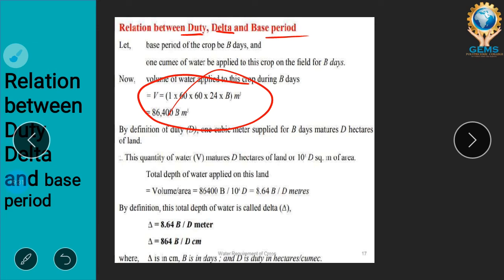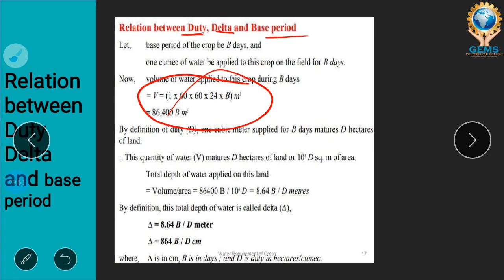वॉल्यूम हमने कैसे फाइंड किया, सिंपल, एक दिन में कितना घंटे होते हैं, 24 घंटे, 1 घंटा कितना मिनट का होता है, कितना सेकंड का होता है, मल्टीप्लाई करा बी से, तो हमारा जो वैल्यू है 86,400 B अपॉन 10 पावर 4 D. Okay, so when we calculate this, the value will be 8.64 B upon D meters.